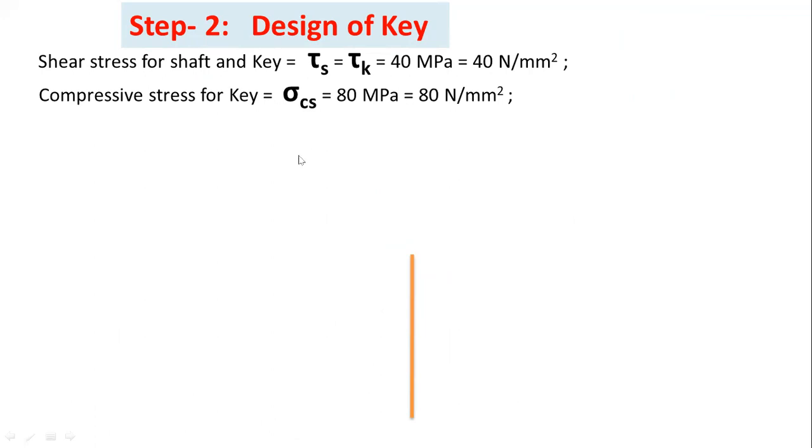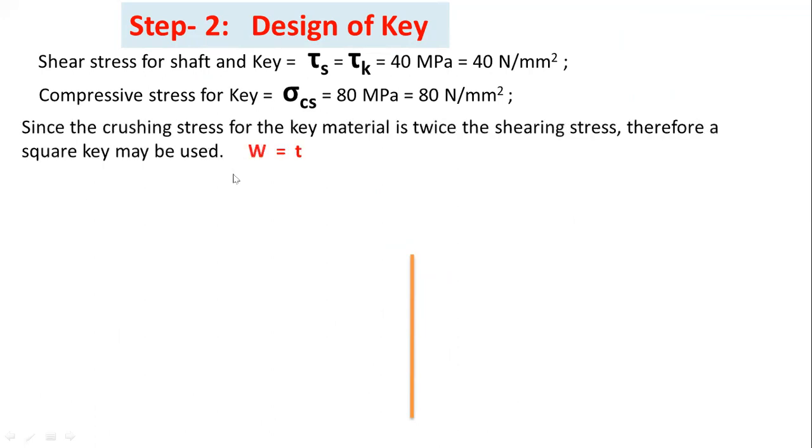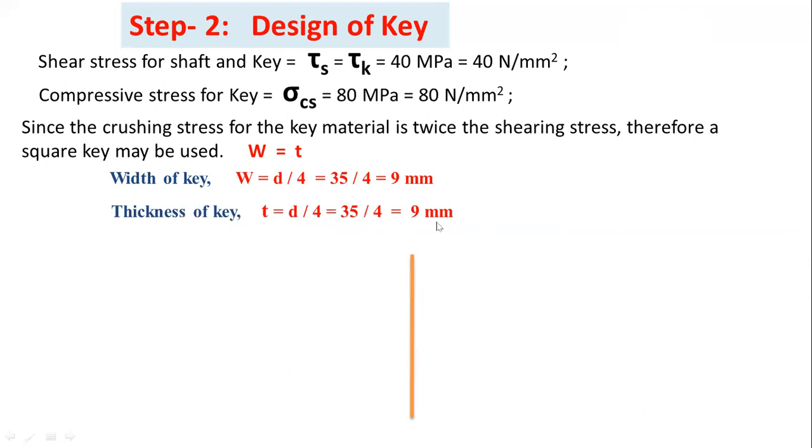So you have to consider a square key. For square key, the width and thickness both are equal. Already we know that width of the key equal to diameter by 4. The diameter is 35 mm, which we already got in step number 1. So diameter of the shaft d equal to 35 mm divided by 4 equal to 9 mm. That is the width, and the thickness is also the same. So thickness of the key equal to 9 mm.